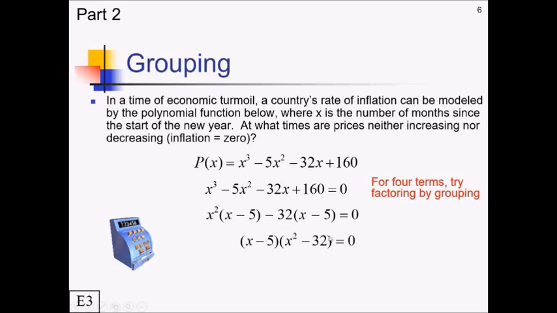And now we're down to the point where we have a linear and a quadratic, so we can definitely just go ahead and solve those. So x is just going to equal 5 for this first factor. For this other one here, we have x squared minus 32 equals 0. So that means that x squared equals positive 32 if we add 32 to the other side. And if I take the square root, I've got a plus or minus, and I can split 32 up into 16 and 2. So this ends up being then plus or minus 4 radical 2. And these apparently correspond to the months at which inflation is 0.